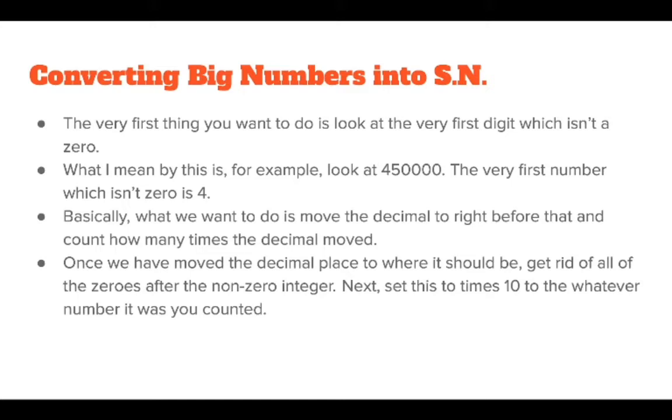After this step, we need to set the scientific notation up. Once we have moved the decimal place to where it should be, get rid of all of the zeros after the last non-zero integer. Next, set this to times 10 to the whatever number it was you counted. This may seem very complicated right now, and I'm sorry if it does, but hopefully now as we work on a few example problems, it will clear up a bit.